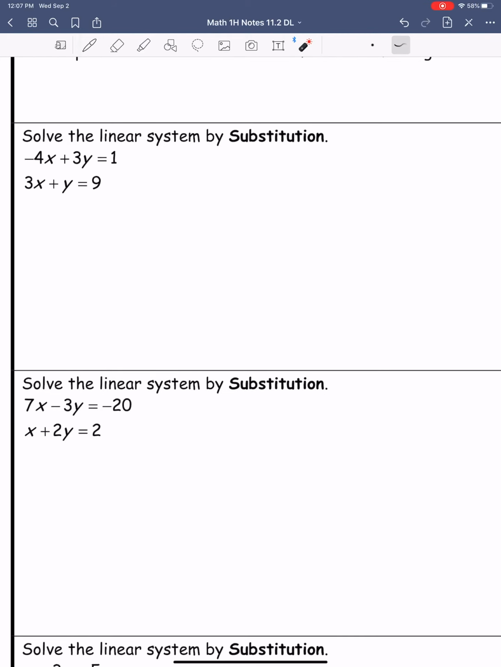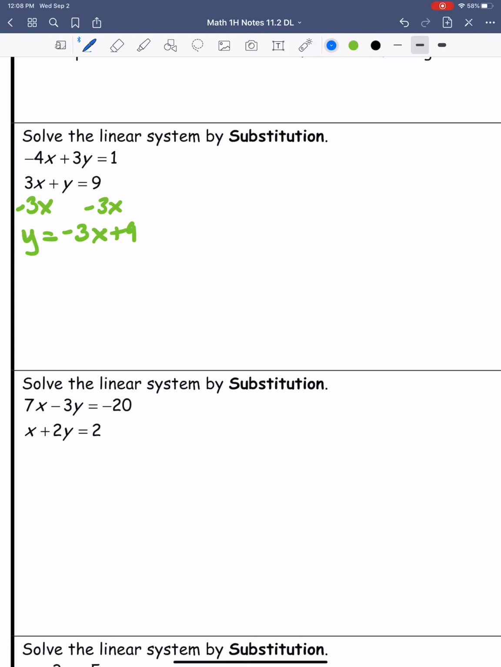It says solve the linear system by substitution. So remember, the first step is to get something isolated. So looking at my two equations here, I want to figure out what's going to be the easiest variable to get by itself. And it looks like this y would be easiest to get by itself because it doesn't have a coefficient, right? It's just a lone y. It's only going to require one step to get by itself. And so I'm going to go ahead and subtract 3x to get it by itself, which would then give me negative 3x on this side, and my equation would look like this: y equals negative 3x plus 9.